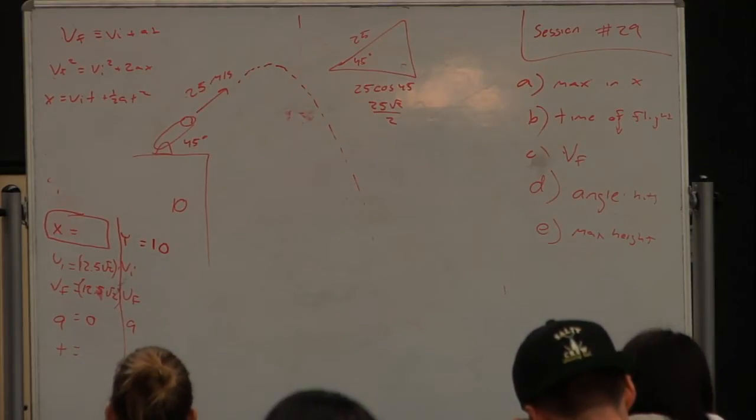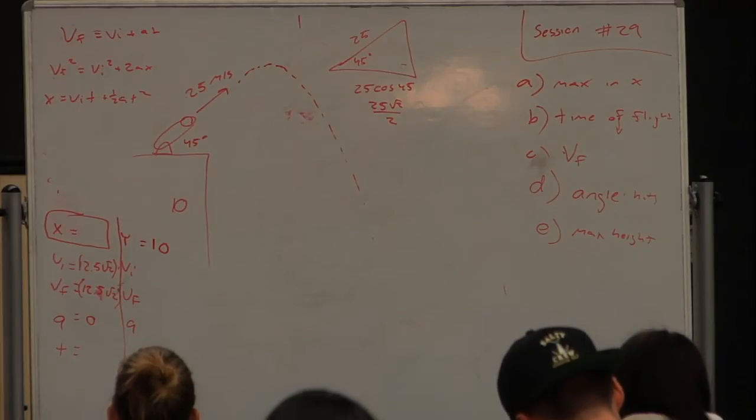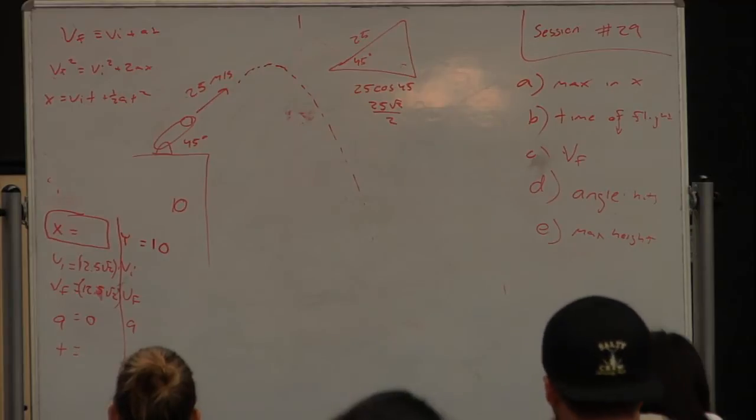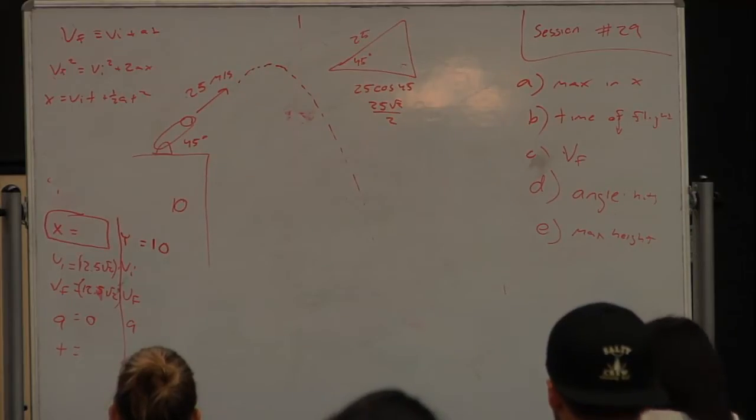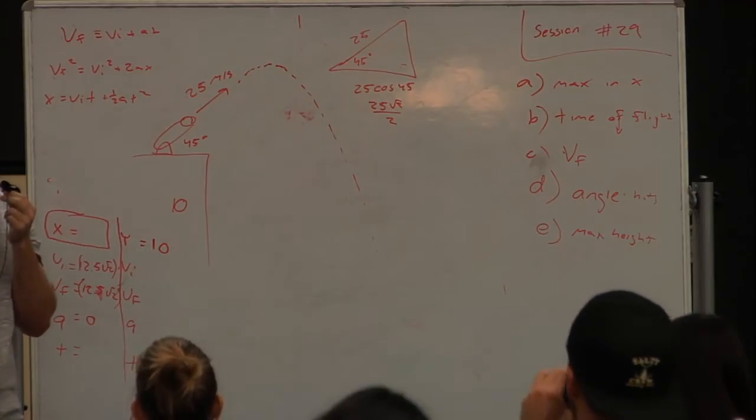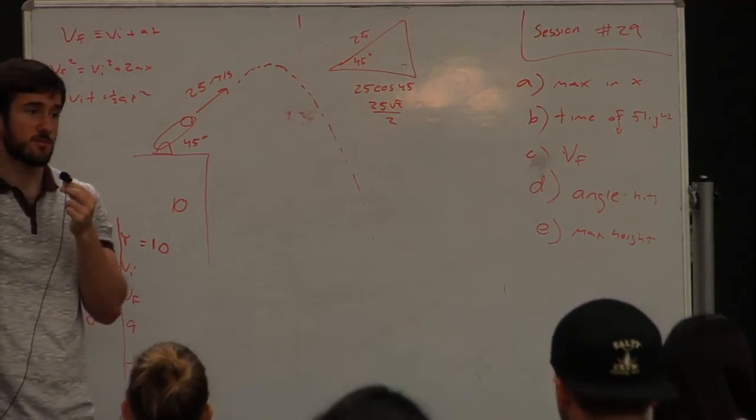All right, so what's going to be my y velocity? Right, and that's going to turn out to be just the same because sine of 45 and cosine of 45 are the same, square root of 2 over 2. So that's going to give us 12.5 square root of 2. Is my final velocity going to be 12.5 square root of 2? Why not?